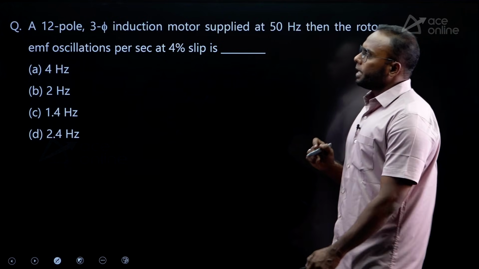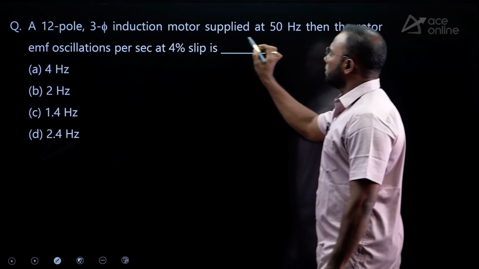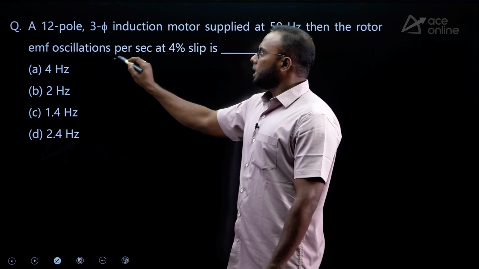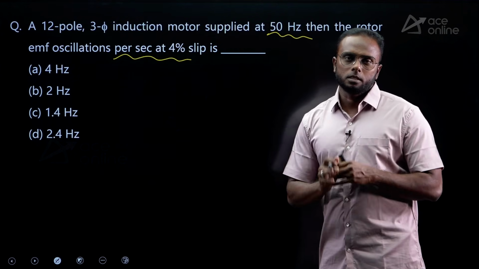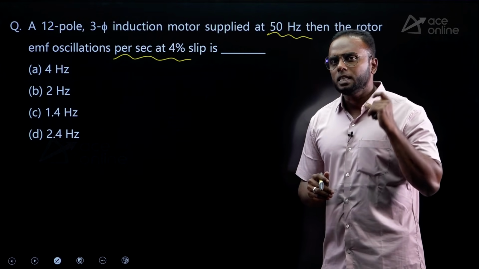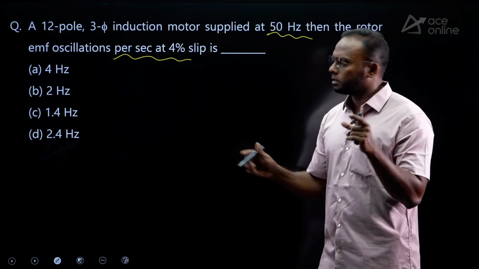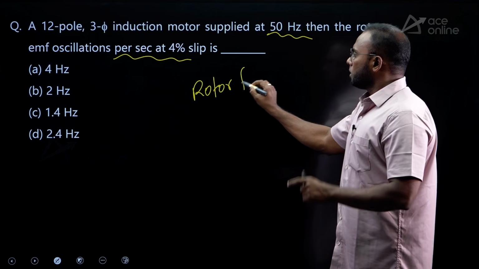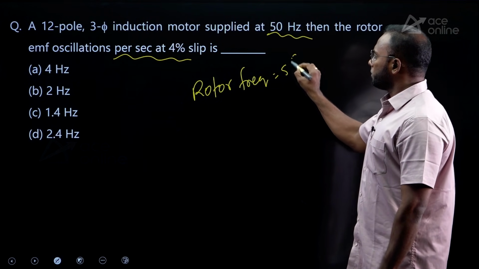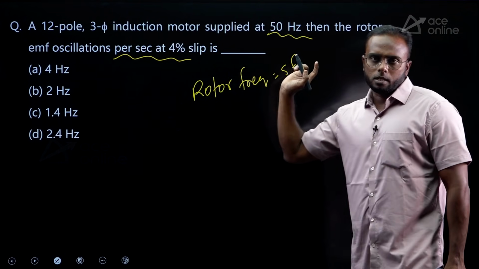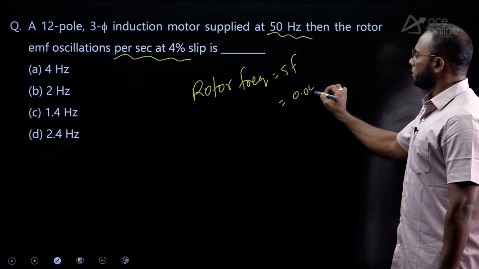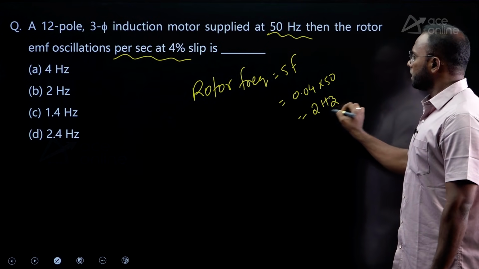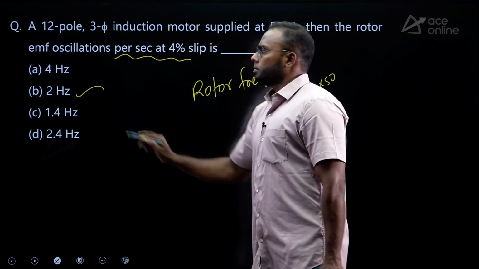Next, a 12-pole 3-phase induction motor supplied at 50 Hz. Then the rotor EMF oscillations per second at 4% slip. What is the meaning of rotor EMF oscillations? Nothing but frequency, rotor frequency. What is the rotor frequency under running condition of 4% slip? The rotor frequency is equal to sf directly. At 4% slip, that means 0.04 times 50 Hz, which is 2 Hz, or 2 oscillations per second. So the answer is option B.